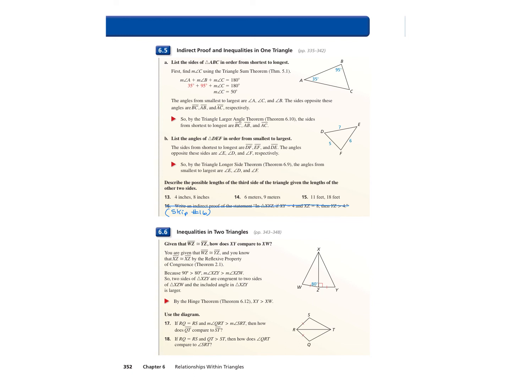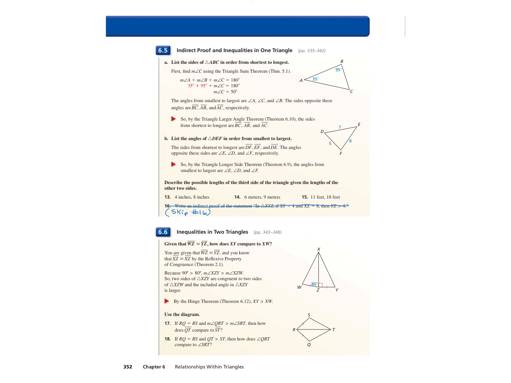And then 6.5 and 6.6, this is where we covered the triangle inequalities. Remember, the biggest angle is always across from the biggest side, and vice versa. So go through those theorems. 6.6 was the hinge theorem and its converse. Know those theorems and all the applications.